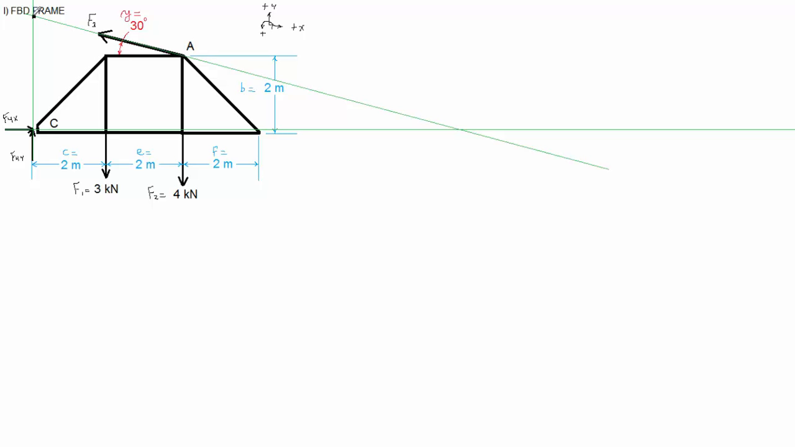I will call this point up here B, and I will call this point over here D. I already have points C and A labeled. And now that I've done this, I'm going to need a couple additional distances.